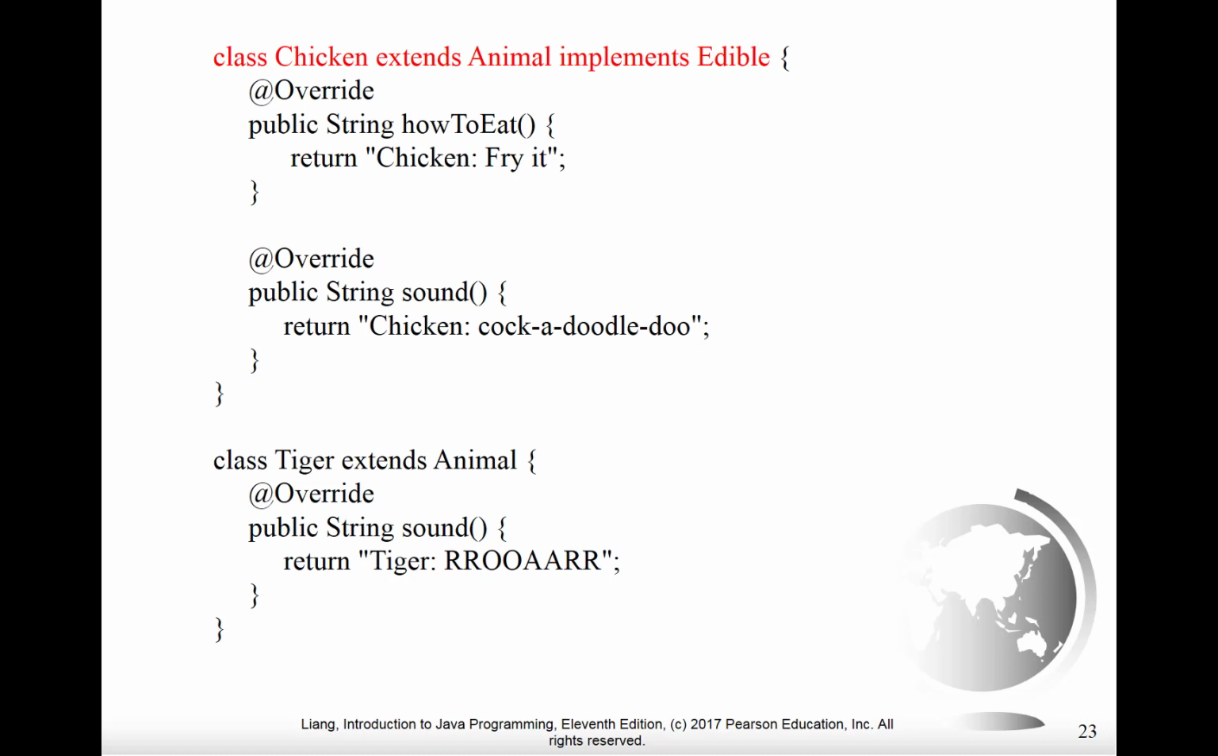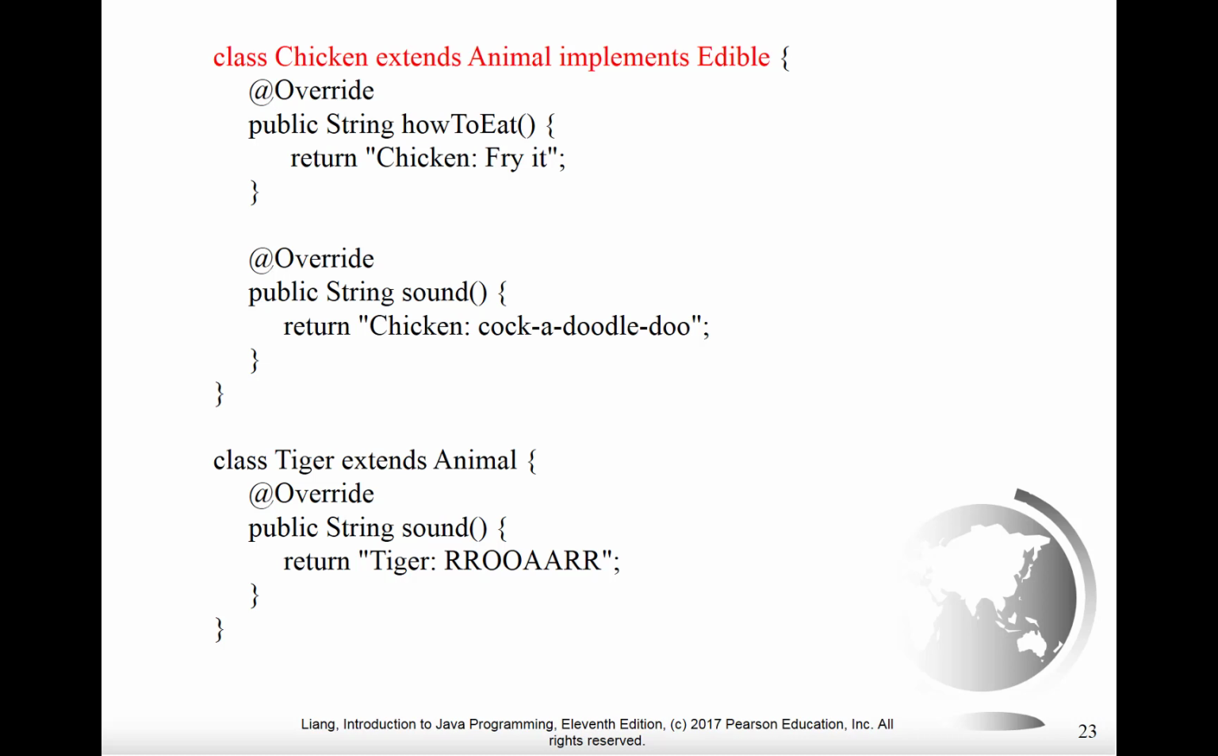Next, we override the abstract method sound in the Animal class, and we do so by returning a string "Chicken:" and what a chicken says. That completes our Chicken class. Moving down to the bottom of the slide, we see where we now make a concrete class for Tiger. So class Tiger extends Animal. We're now going to override the abstract method sound that was defined in the abstract class Animal by providing an implementation that returns the string "Tiger: roar".